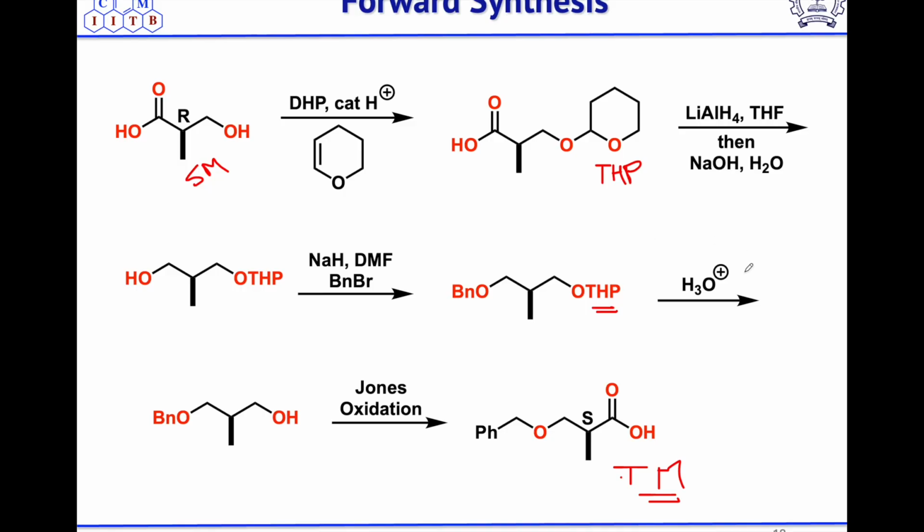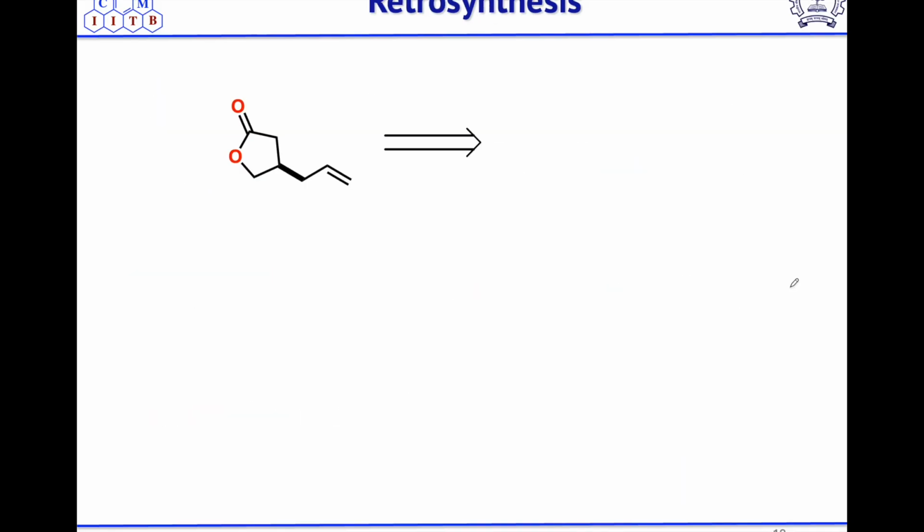Any doubt? So the next example, this is the next retrosynthetic analysis. If you see this molecule, this is a gamma-electron, and you have this allylic side chain on the gamma position. So how can you synthesize it? The starting material is given here, from this carbonyl group. So this is the starting material.